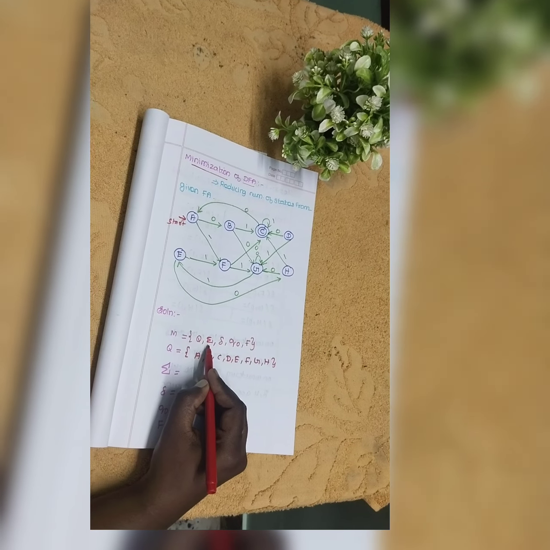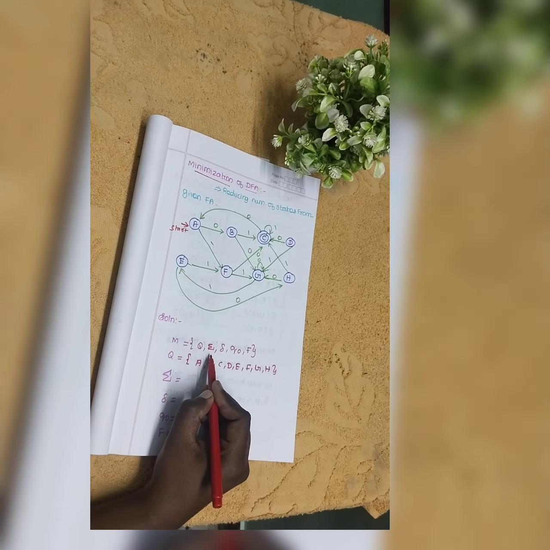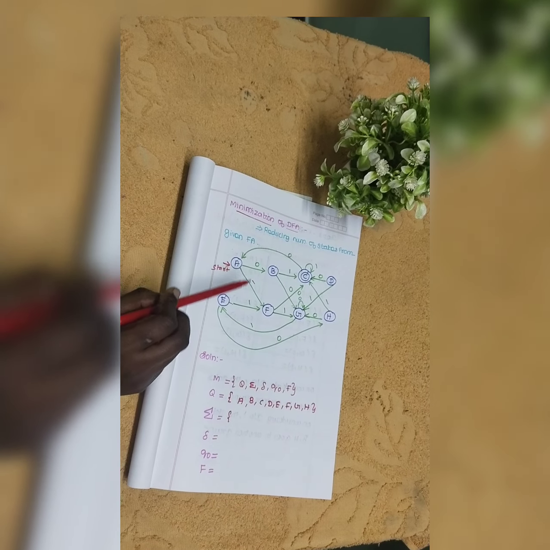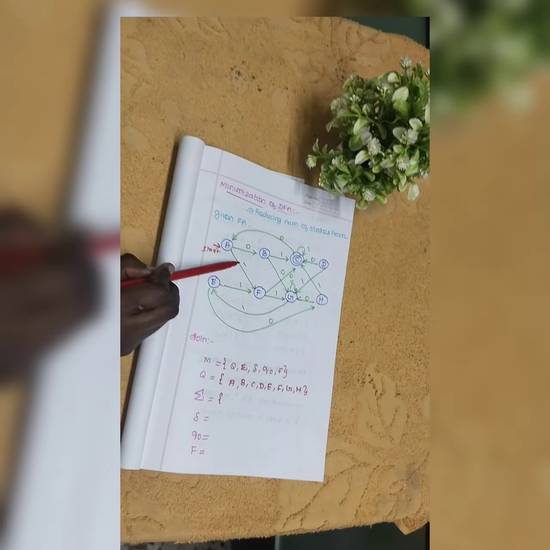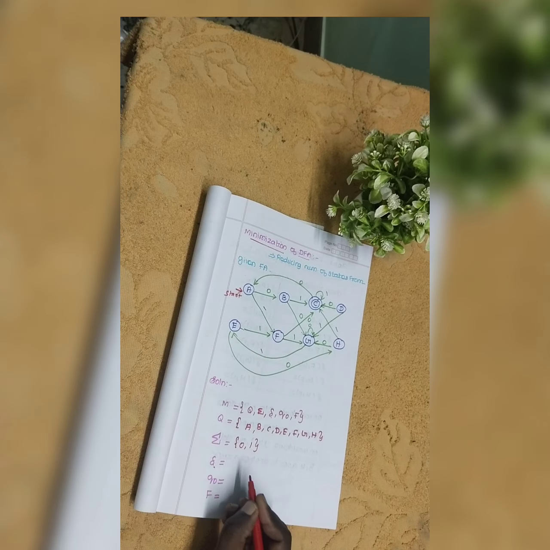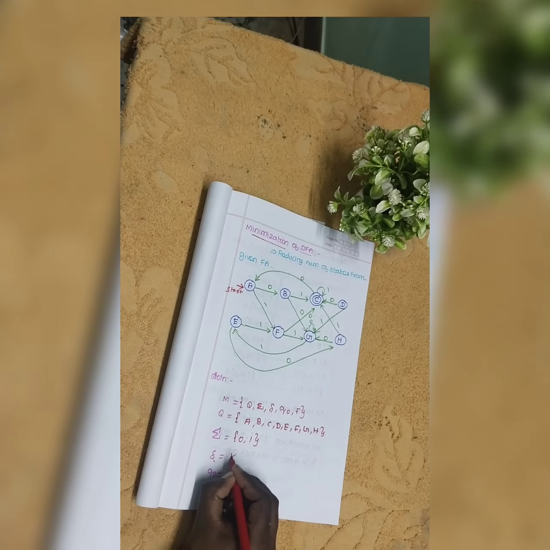And next is sigma. Sigma is nothing but the input symbol. What is your input symbol? The input can be represented here with zeros and ones. So sigma is the input symbol. What inputs are available in your FA? Zeros and ones. So sigma is {0, 1}. And next is delta. Delta is nothing but the transition function. Normally the transition function can be represented with some variable. Here I represented it with a k.